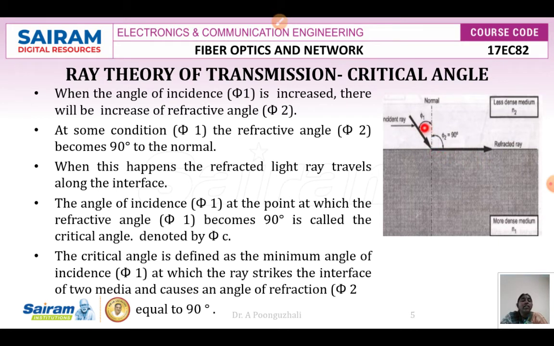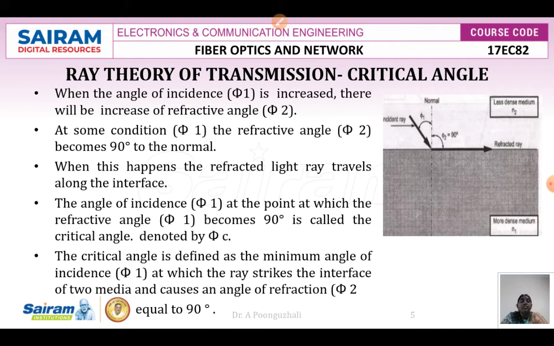At one stage, when I continuously increase this incident angle phi 1, your angle of refraction will be equivalent to 90 degrees. That means that it will be parallel to the interface between the two mediums. That incident angle is going to be called the critical angle. So that is what we have said here. When the angle of incidence phi 1 is increased, there will be an increase in the angle phi 2. At some condition, the refracted angle phi 2 is going to become 90 degrees to the normal.